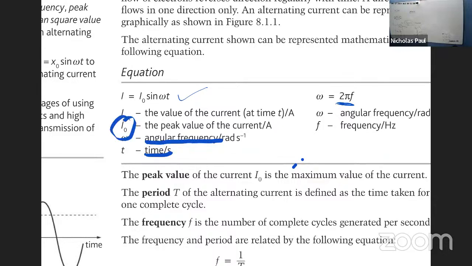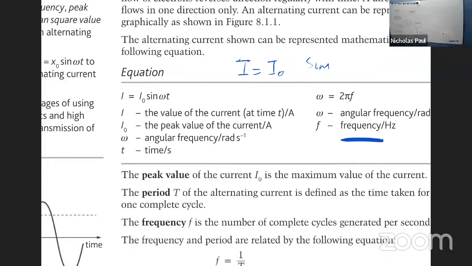And if they ask you to write it in terms of frequency, you can write I is equal to I naught sine 2 pi f t. That will take care of the omega multiplied by t. So if I ask you to write the same formula in terms of frequency, take off omega and put 2 pi f.